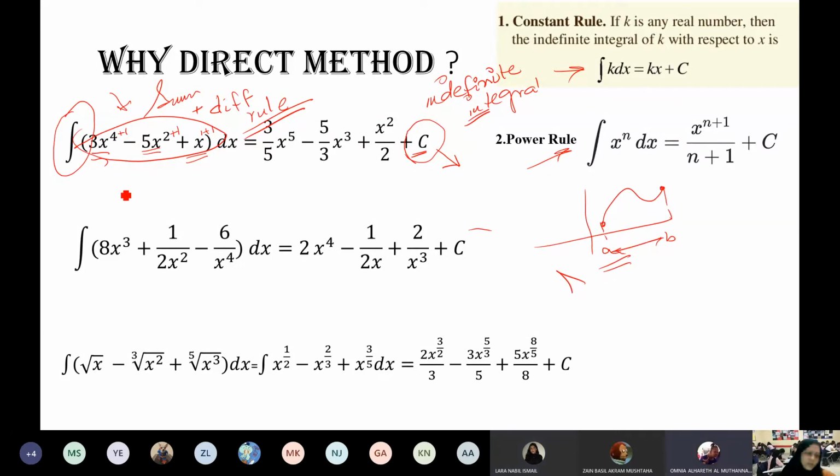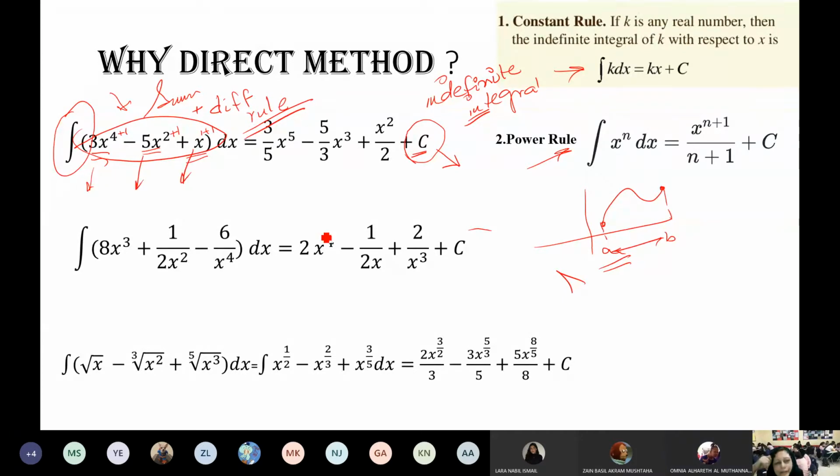Okay, here, if k is any real number, then the indefinite integral of k with respect to x is given in the equation. As Omnia explained to us, whenever we have direct equations, we directly apply the sum and difference rule, and one by one we take the antiderivative of each and every term. Turn off the mics, girls, please.